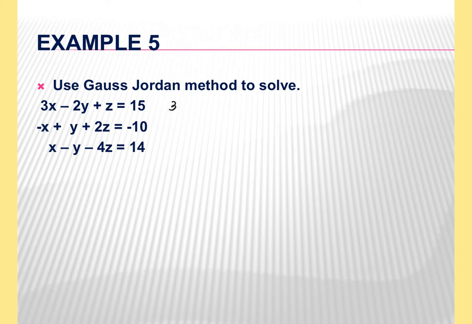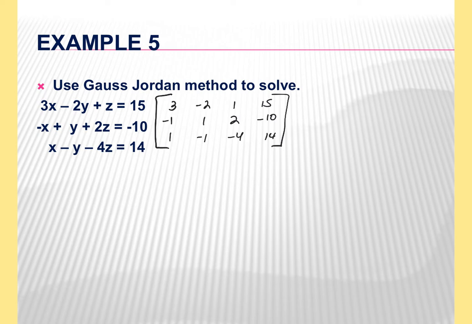All right, rewriting. 3, -2, 1, 15, -1, 1, 2, -10, 1, -1, -4, 14. Probably the most important step, because if you do that wrong, everything after this is wrong, right? One lost negative on that, and you've just set yourself up for failure.